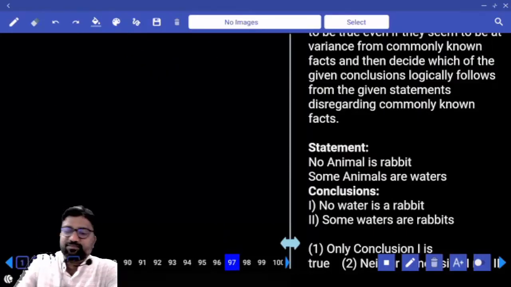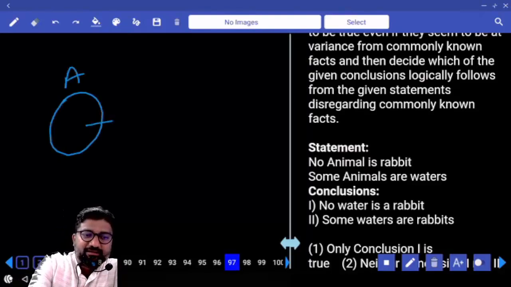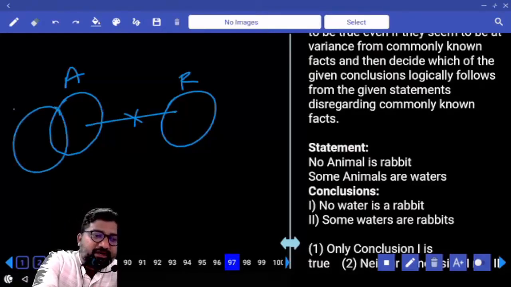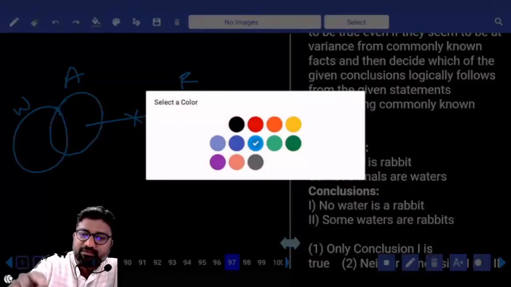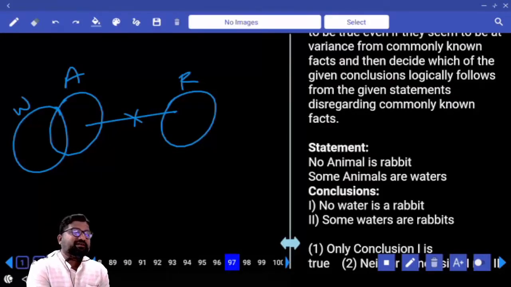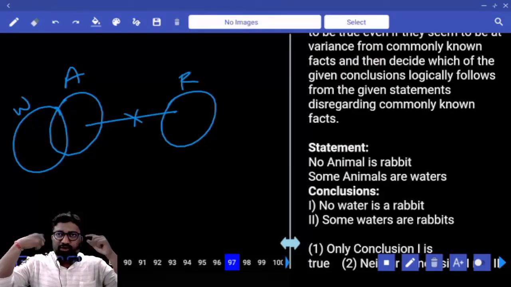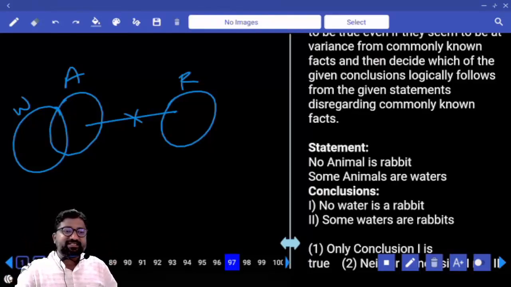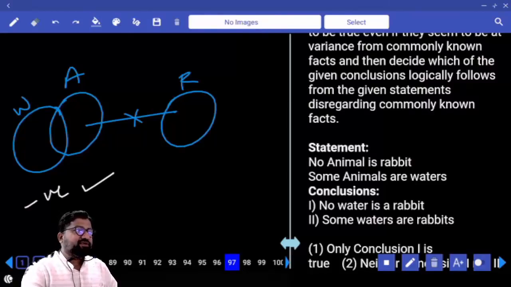Now next question. No animal is rabbit. Some animals are. Amma, what are the chances for answers? Either or. Yes or no? Only observation. Don't waste your time. No water is rabbit. Right or wrong? Right. Positive or negative? Negative. Complementary. Some waters are rabbit.